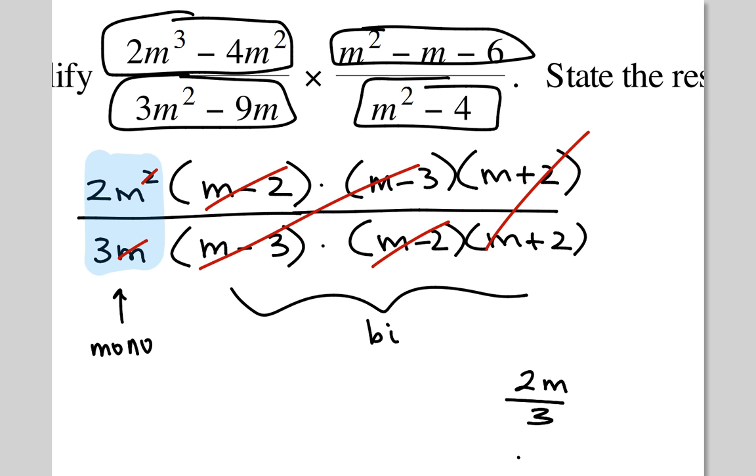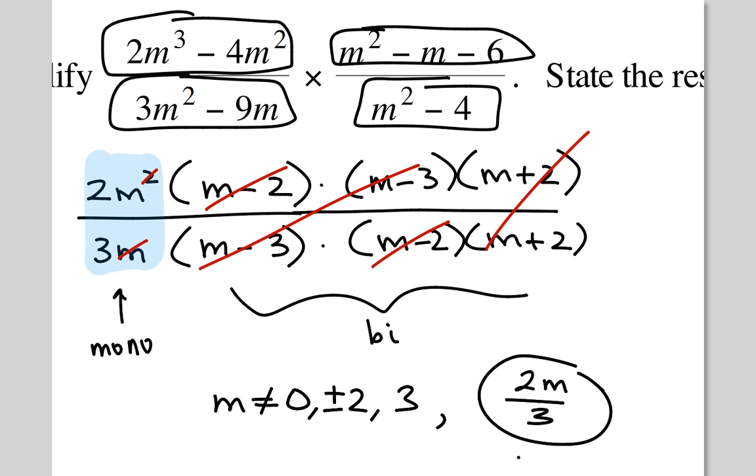2m over 3. Done deal. M not allowed to be what? 0? Plus or negative 2? And 3. Wow, you guys are rock stars.